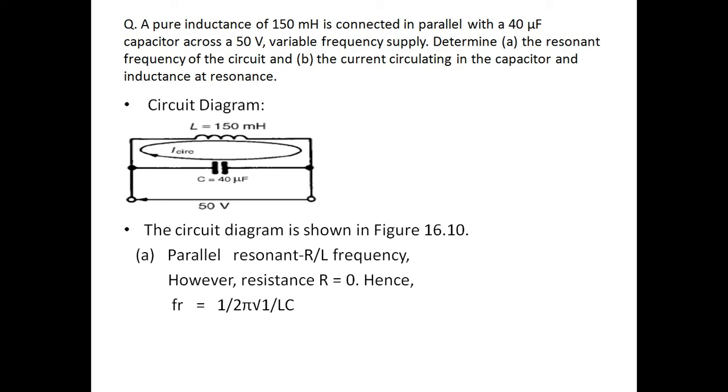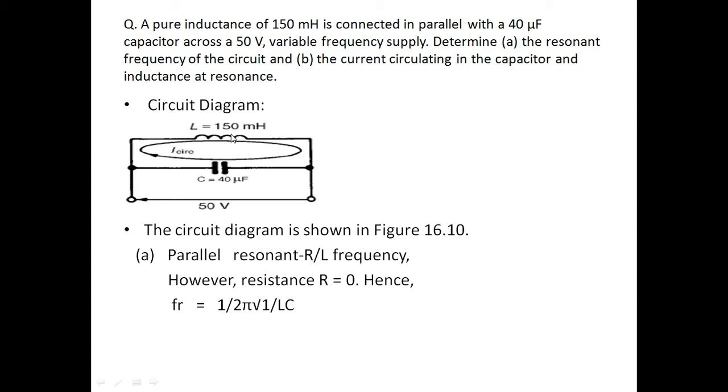A pure inductance of 150 millihenry is connected in parallel with a 40 microfarad capacitor across a 50 volt, variable frequency supply. To determine the parameters: first, we have to find out the resonant frequency of the circuit. Second, the current circulating in the capacitor and inductance at resonance.